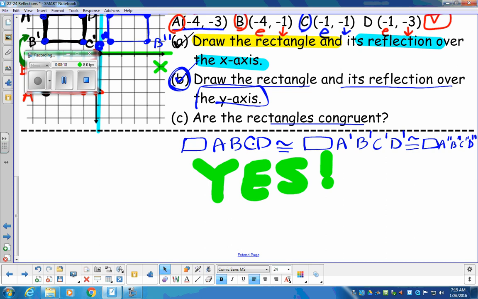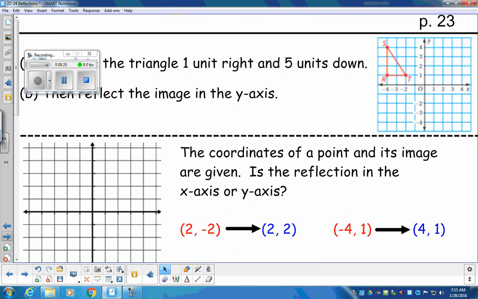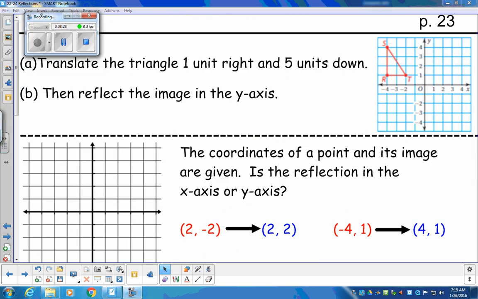All right, guys, great job today. Meet me on the top of page 23, and we're going to talk about the difference between a translation and a reflection. Okay, so here's this triangle that we have. It's RST.